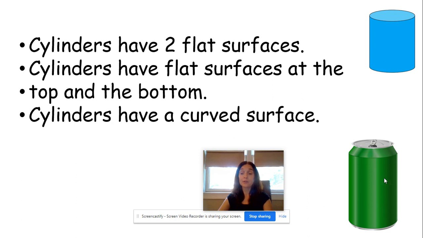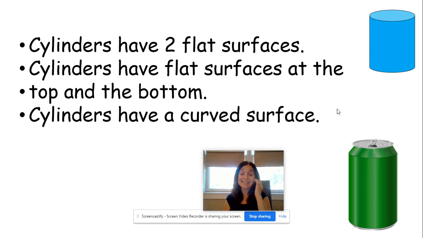And this is a real life picture of something. It's a can. That is the shape of a cylinder. I also have a can here. That is the shape of a cylinder, right? It has a flat surface on the bottom, a flat surface on the top, and a curved surface all the way around. Okay, let's see if we can answer our 2 questions.